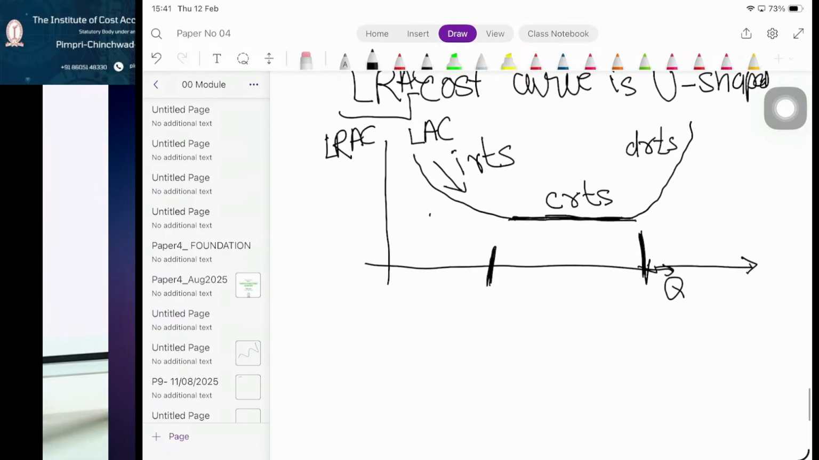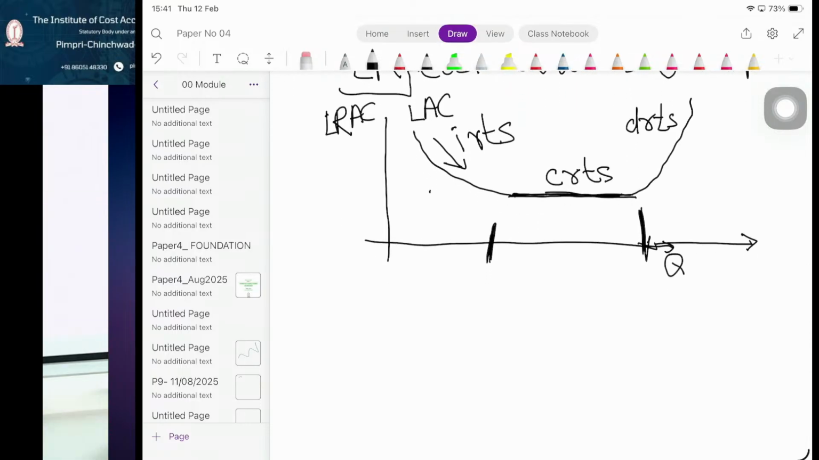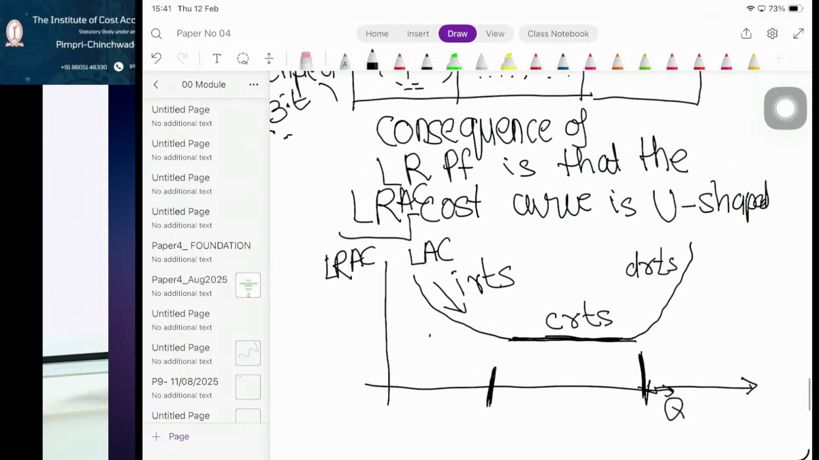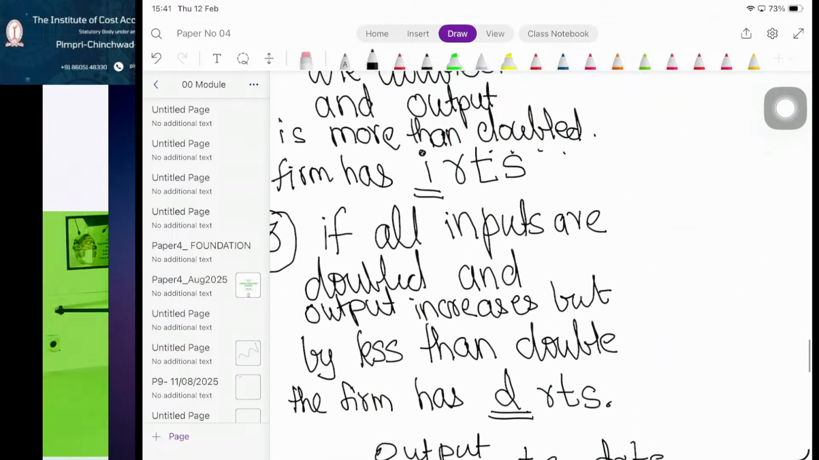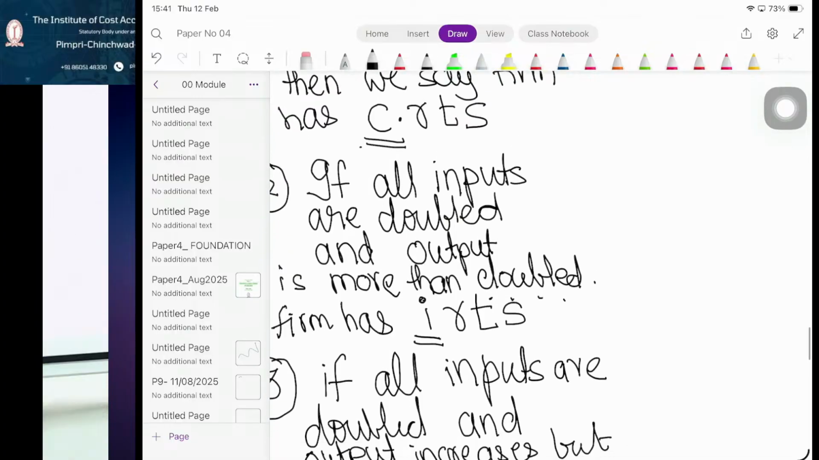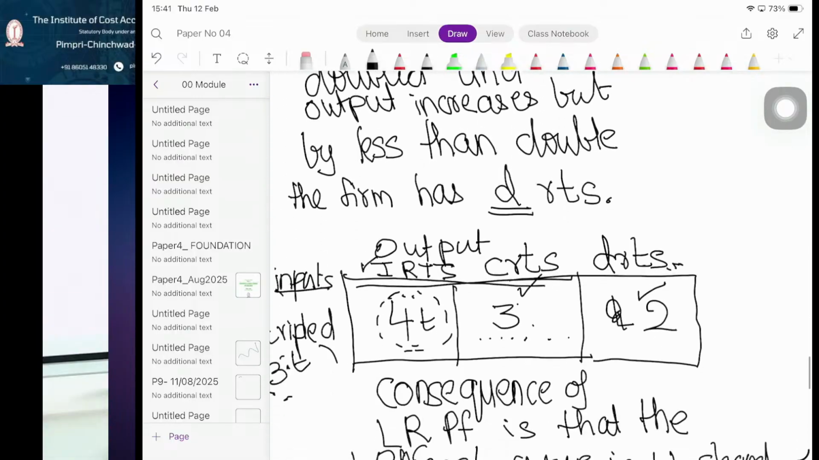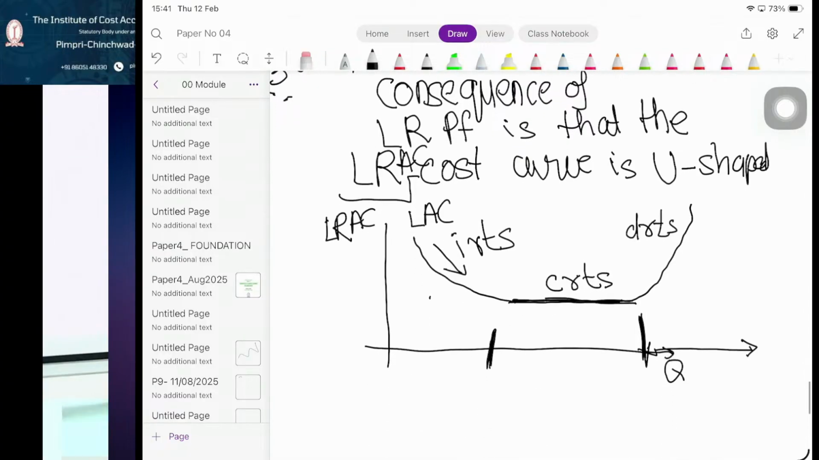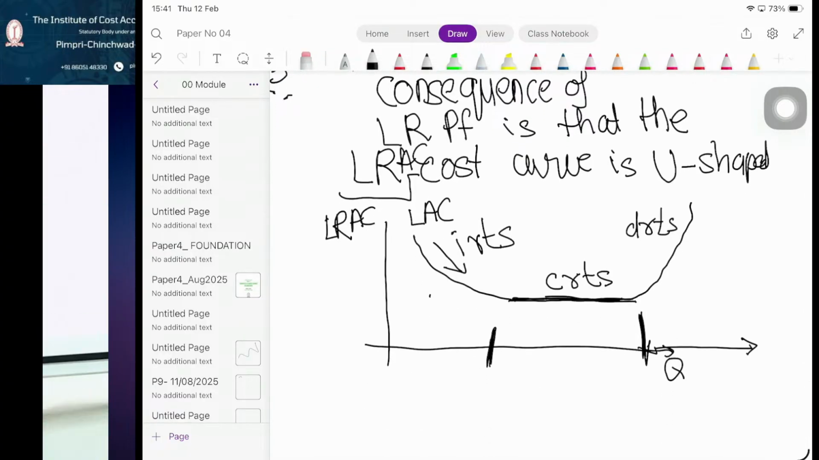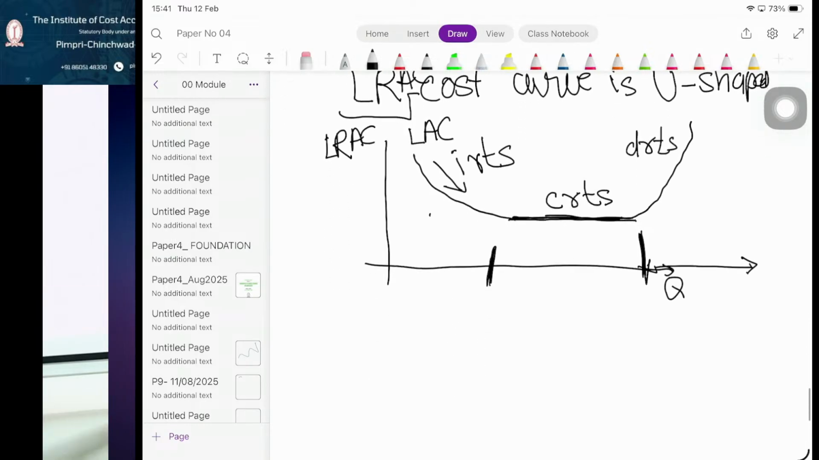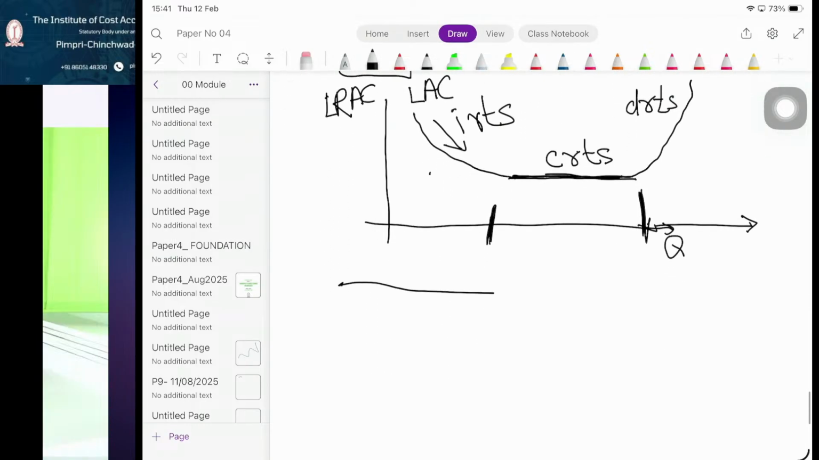Okay, so we have seen in the last half an hour what the law of returns to scale is. You know, there are three types of returns to scale: increasing, constant, and decreasing returns to scale. Okay, you should try to memorize this law. It is sufficiently important, and we have also seen consequences of the long run cost curve. Okay, so let us begin now with the short run production function.